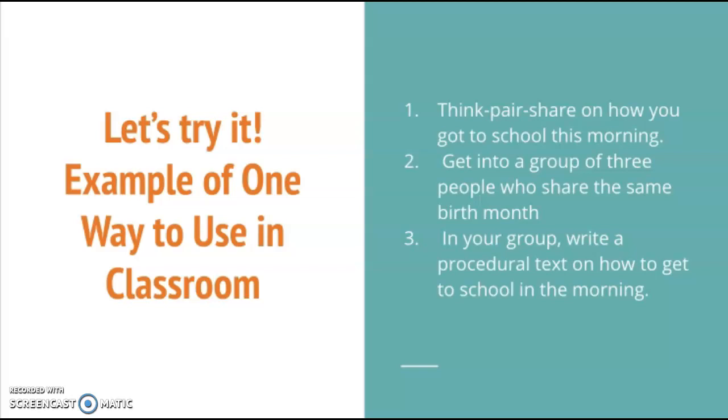An example of ways to use this in the classroom: think, pair, share on how you got to school in the morning, then getting into groups of 3, people who share the same birth month, so group them that way, and then lastly, in your group, writing a procedural text on how to get to school in the morning. So that uses a couple different types: you get your think, pair, share with a partner, your informal, and then you get into some formal type groups, and then work on your procedural text together.